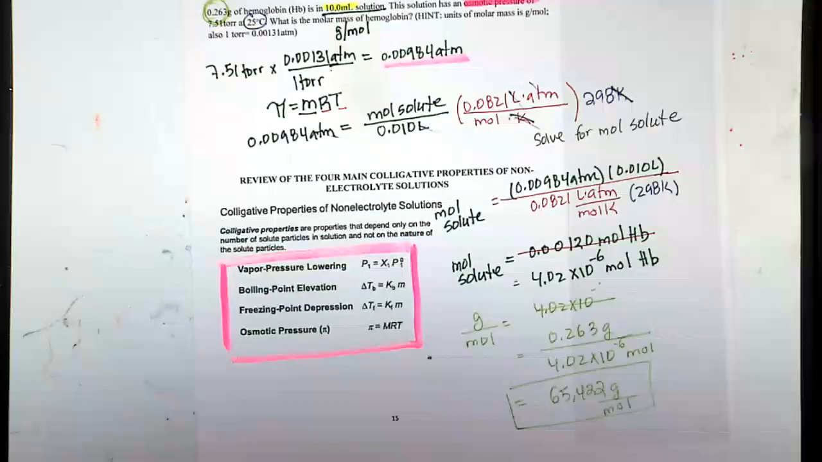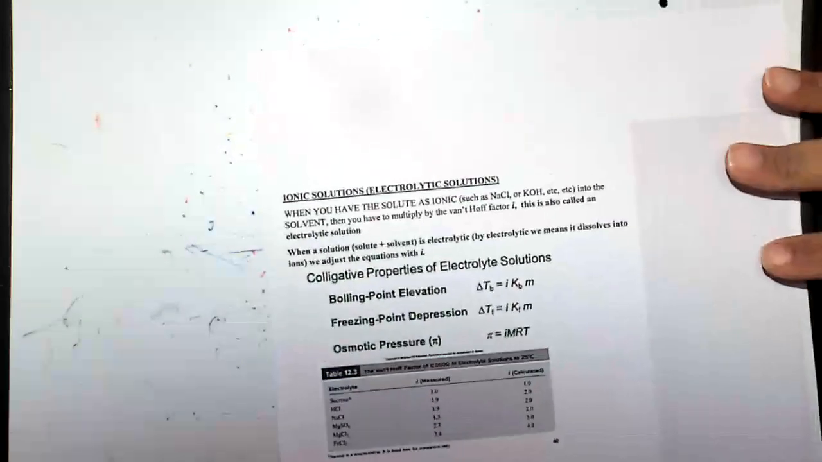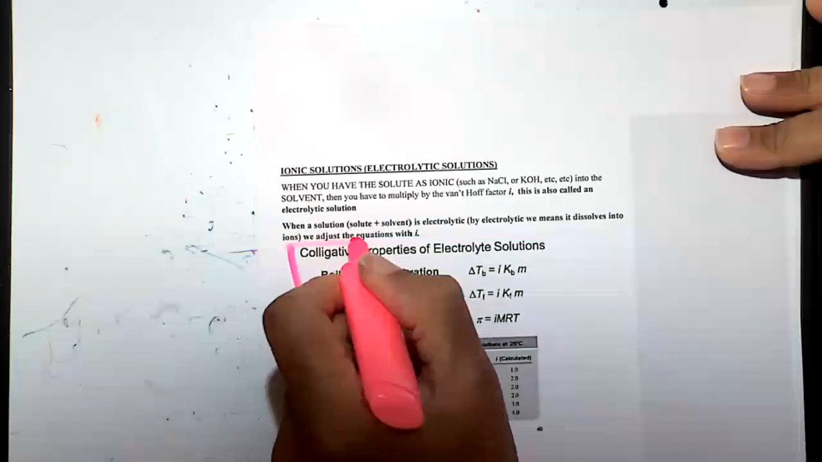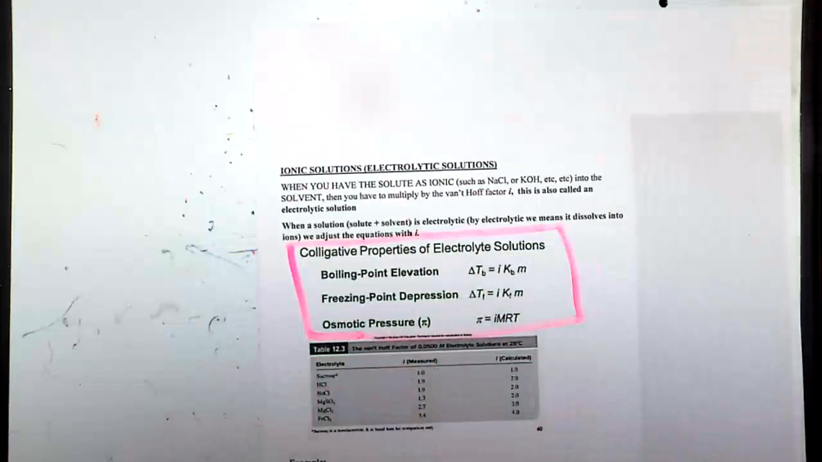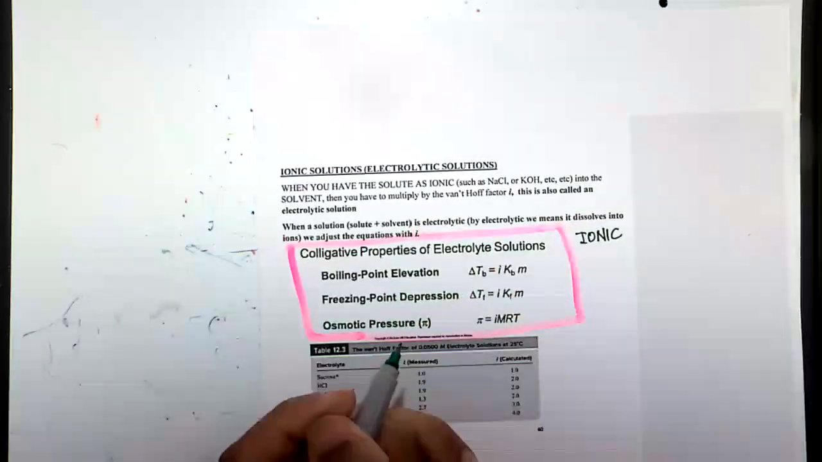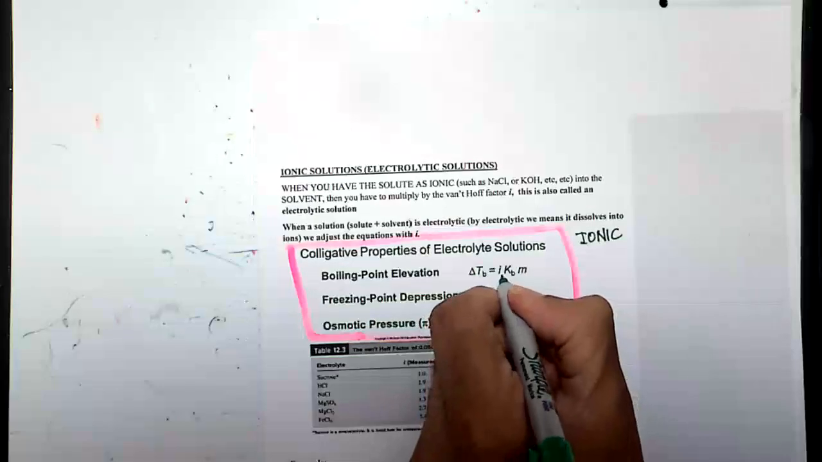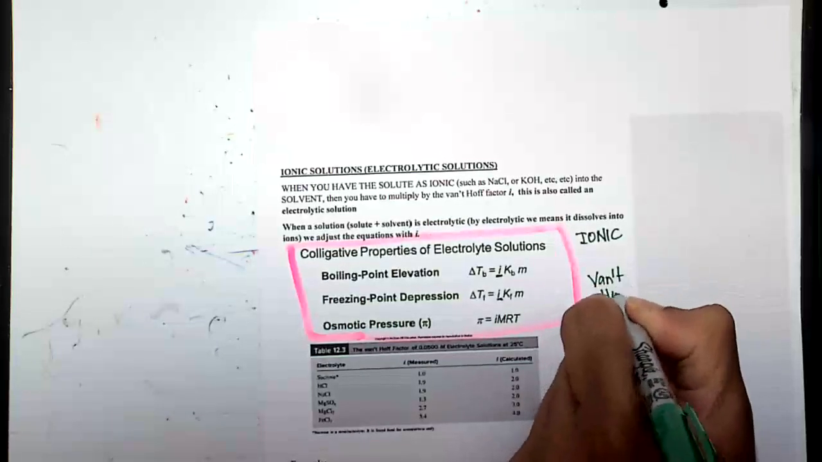All right, if you have an ionic solution, it's a little different. With electrolyte solutions, by electrolyte we mean ionic, everything is the same, except you have to multiply by this van 't Hoff factor. I won't test you on this.